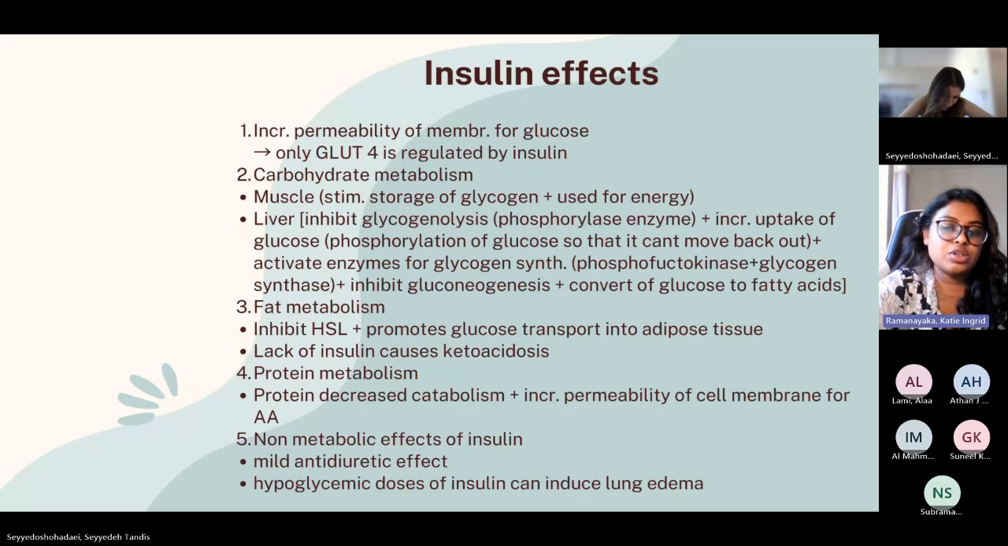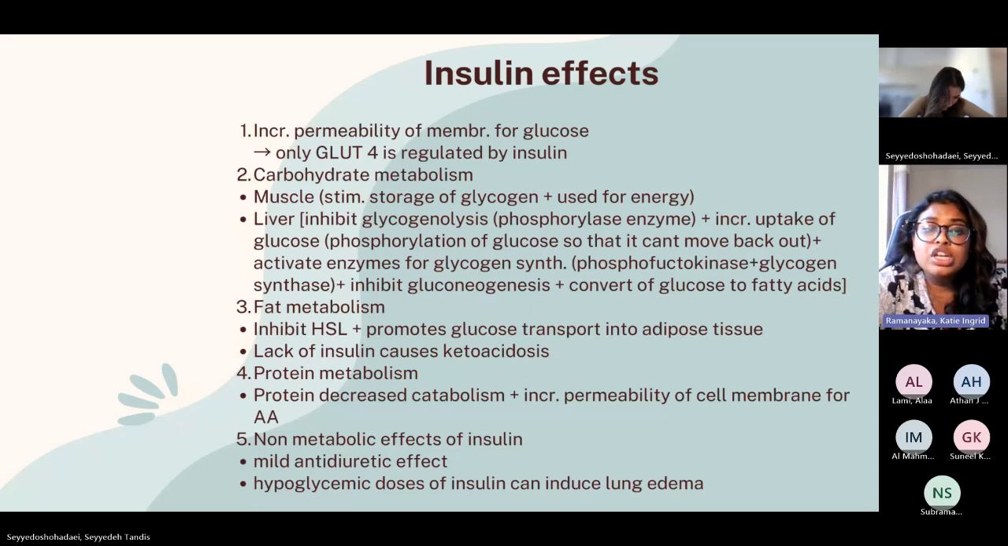Protein metabolism is also one of insulin's effects, where it has decreased catabolism. That means insulin tries to build up protein, and it has kind of an anabolic effect, but it's never said that it's a direct anabolic effect. It's a decreased catabolic effect, and it increases the permeability of the cell membrane for amino acids.